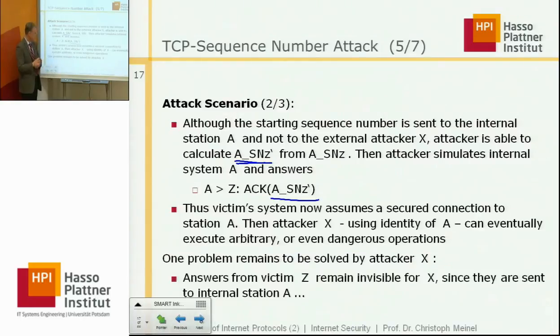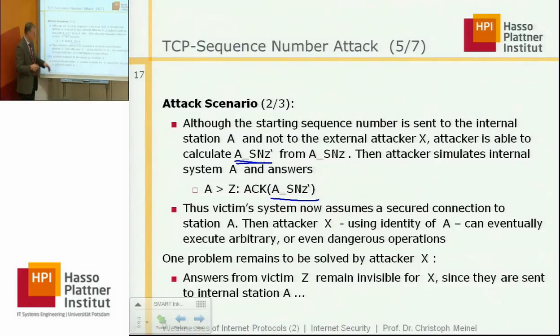One problem remains to be solved for the attacker. The connection is not established between the victim system and the attacker system. The secure TCP connection is established between the attacked system and A. So Z needs to get access to the internal station A, or to the communication between Z and A.